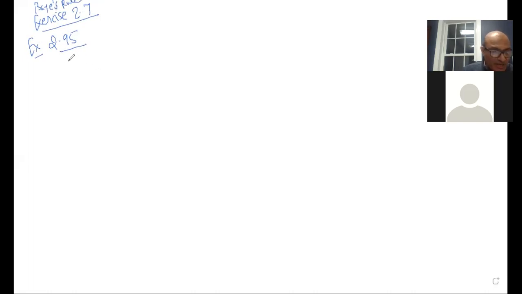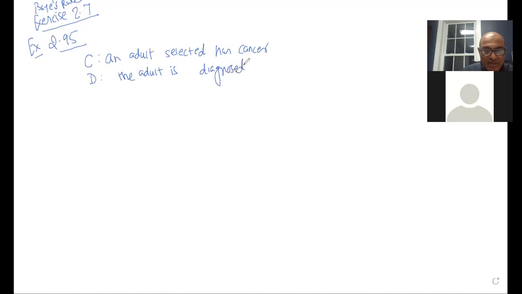Bayes rule, okay, 2.95. Now, we can consider the events like this. Suppose C is the event that an adult selected has cancer. D is the diagnosis, so the adult is diagnosed as having cancer.